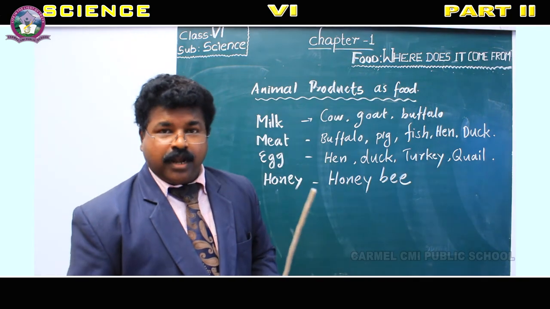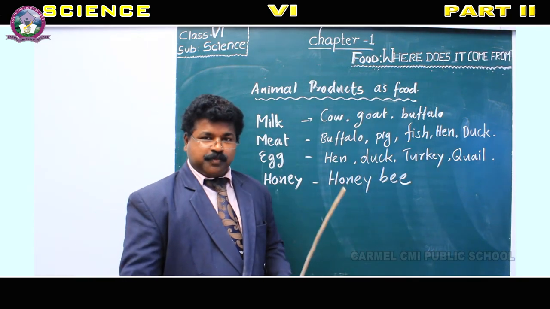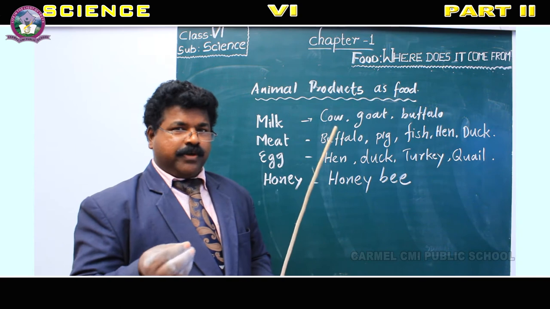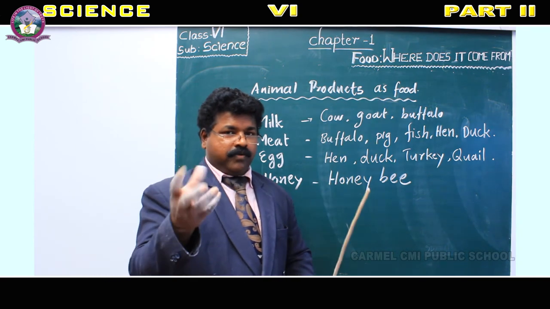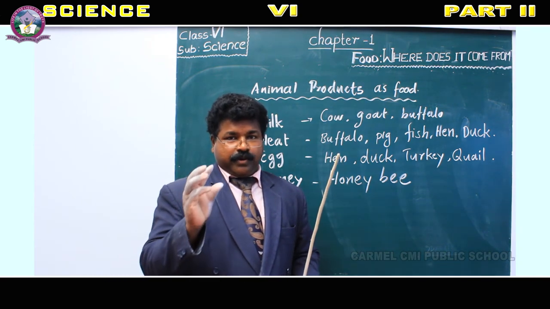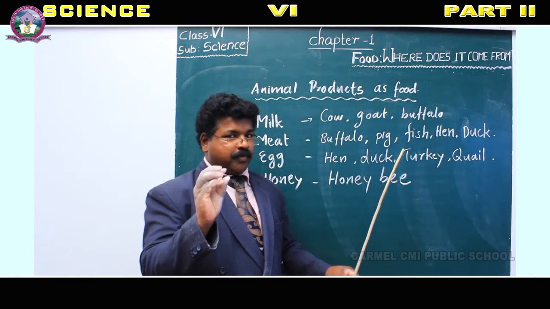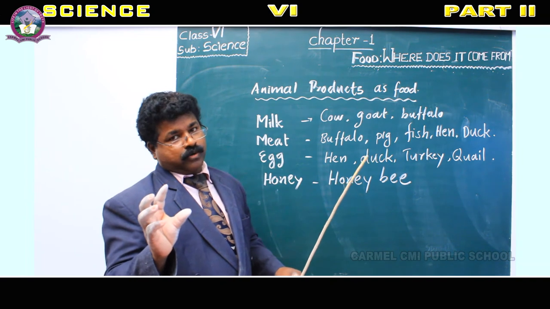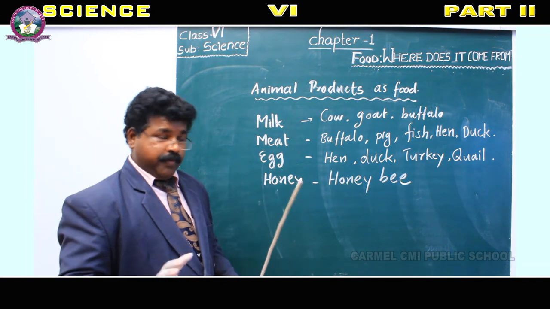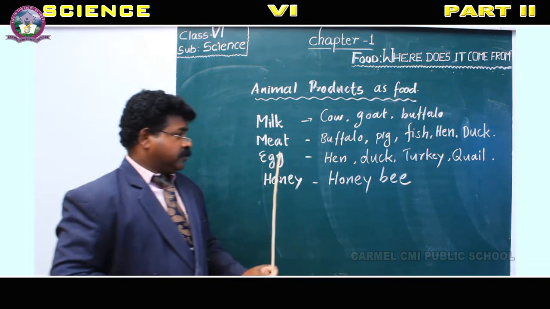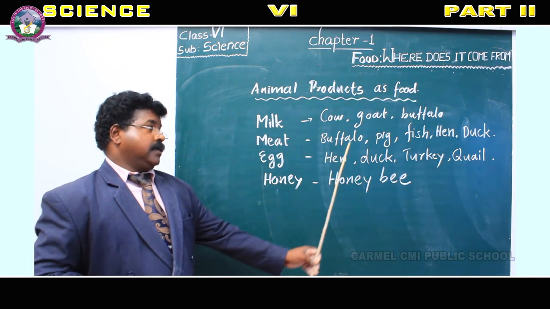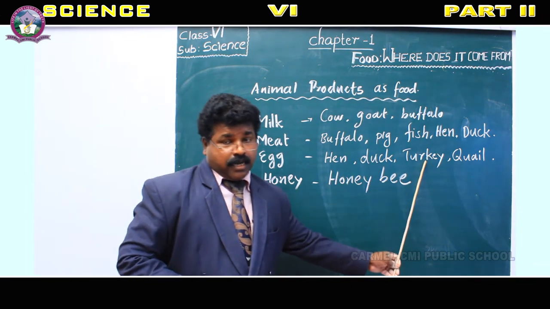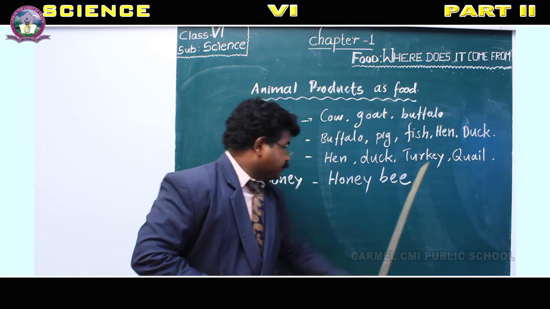Do you know what a quail is? Quail is a small bird, and when we grow quail, from the 40th day onwards they start laying eggs. It's a small bird and it is of two different colors. Sometimes a white colored quail is also available. I think you all are familiar with quail. So what are the sources of egg? Hen, duck, turkey and quail.